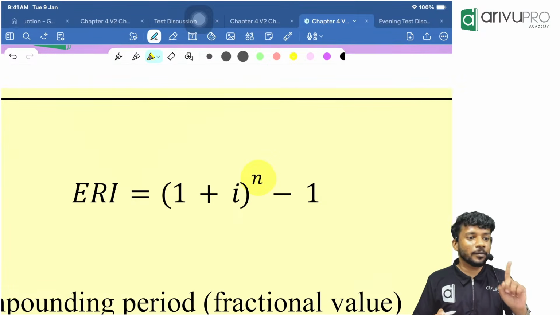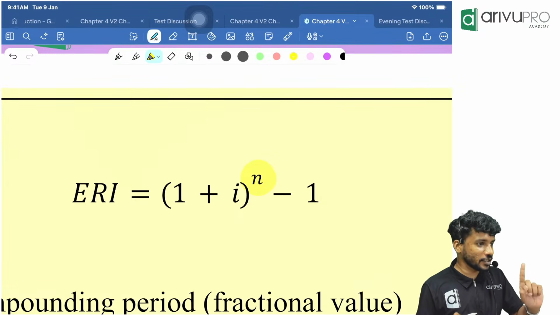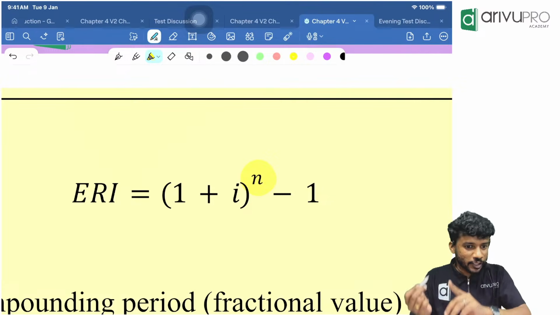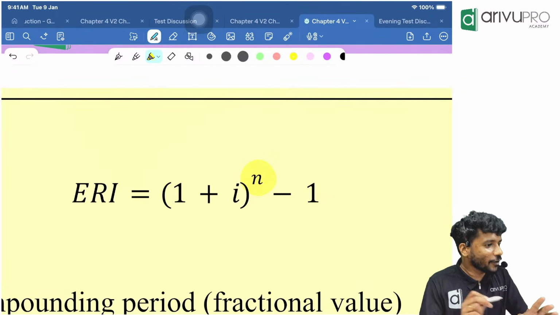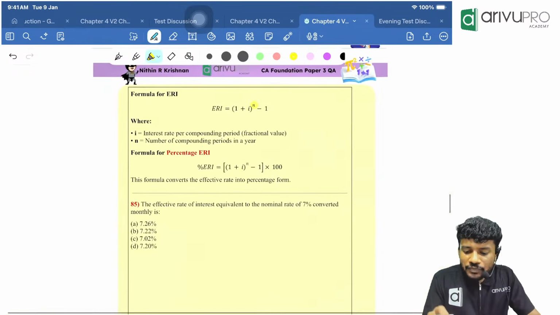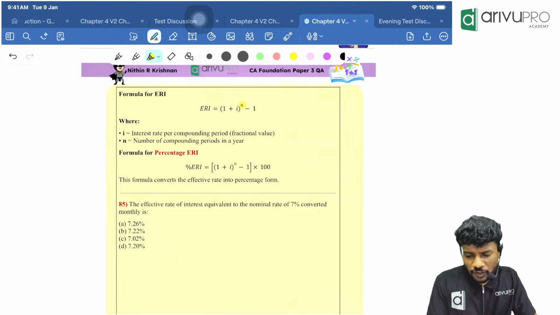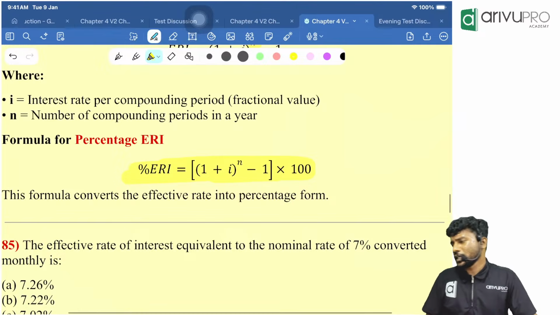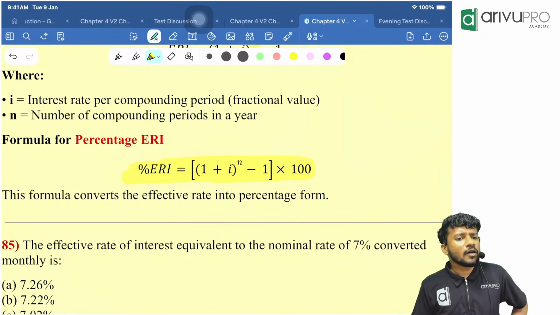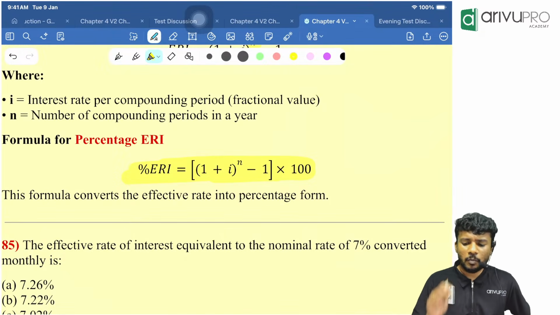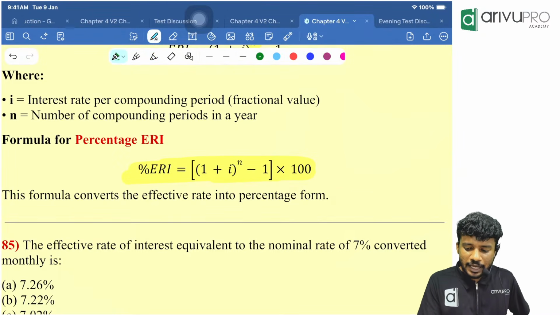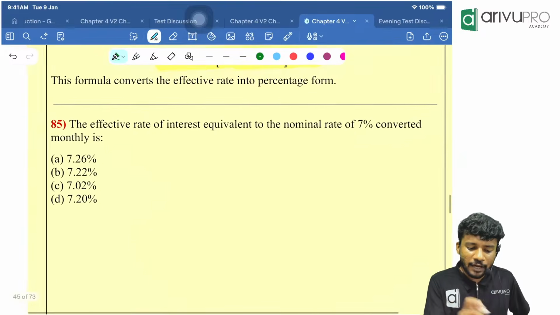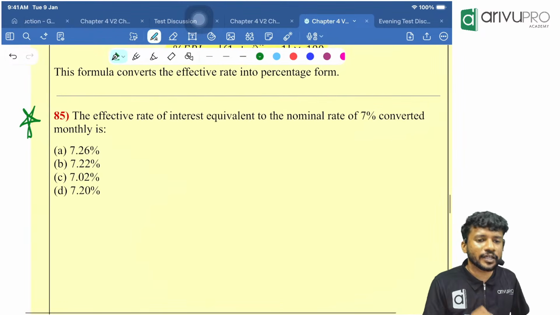Accordingly, I will change it. The number of years will always be taken as 1. So 2 into 1, 4 into 1, 6 into 1, everything I will change accordingly. Then people, the formula we will always write in percentage. The effective rate of interest in percentage is nothing but (1 plus i) the whole power n minus 1, into 100. Now with that, I will show you the first question and one of the most repeated PYQs.